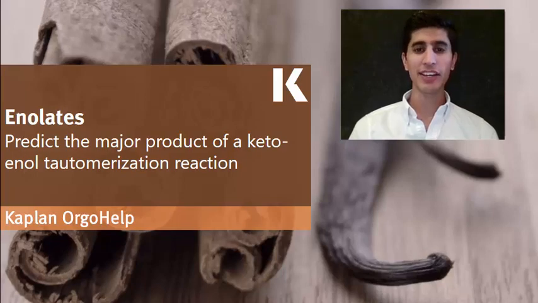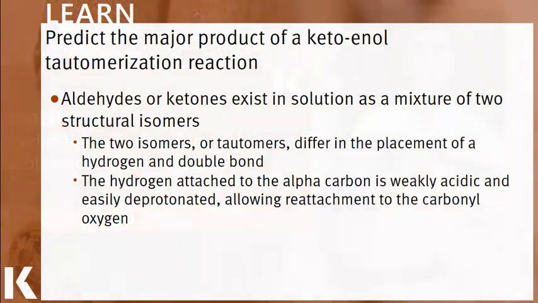Hi, my name is Samir Desai, and in this video, I'm going to teach you how to predict the major product of a keto-enol tautomerization reaction. Before jumping right into predicting a product, we'll build on the foundational concepts so we can understand the why behind tautomerization reactions. Aldehydes and ketones are structures that are talked about frequently in organic chemistry.